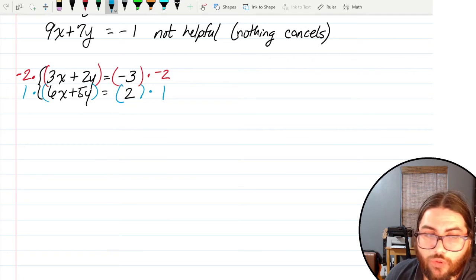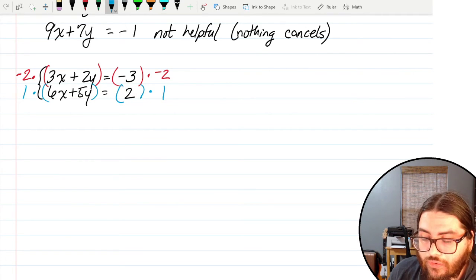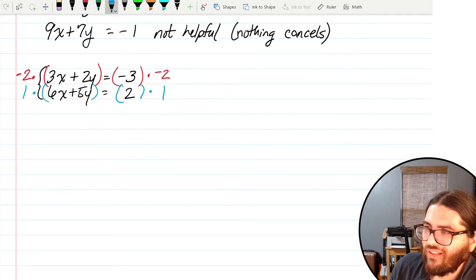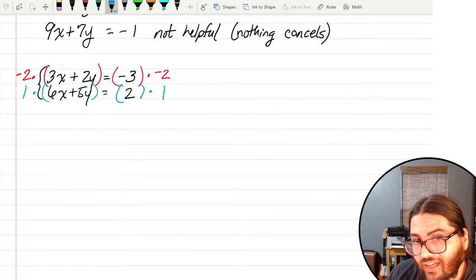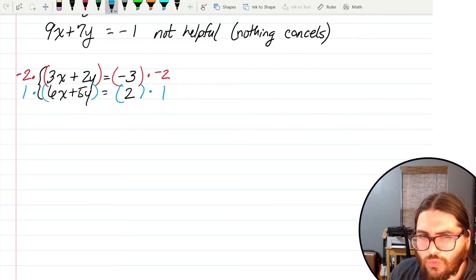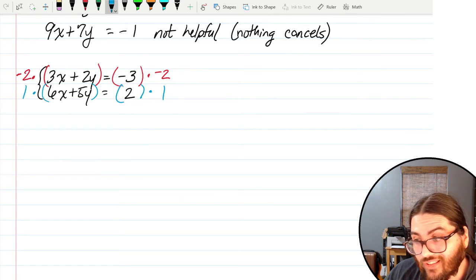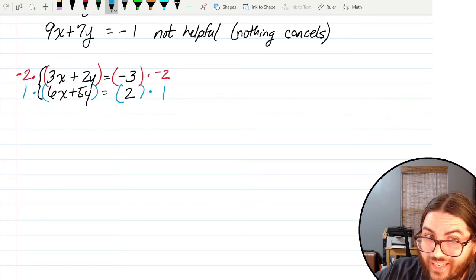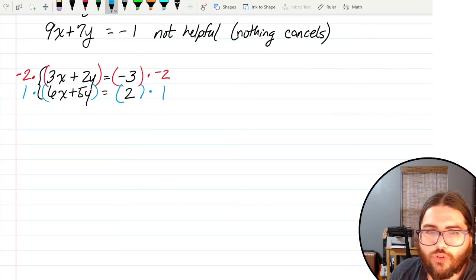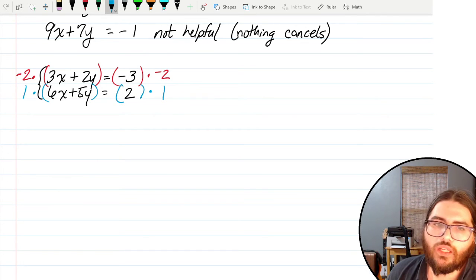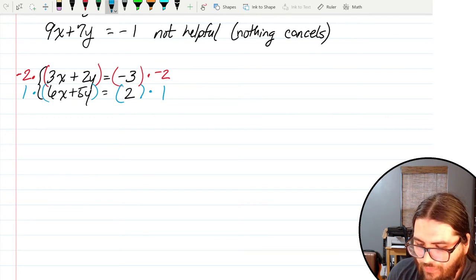If you wanted to do this with the 5 and the 2 on the y's, well, let's see, the common multiple there is 10. I could multiply the top one by 5 and the bottom one by 2 to make both of the y's equal to 10y. I would just have to make sure that one of them was positive and the other one is negative, right, to make that happen. Okay, so we'll come back and we'll do that afterwards. But for now, let me work with just the x's. Okay.